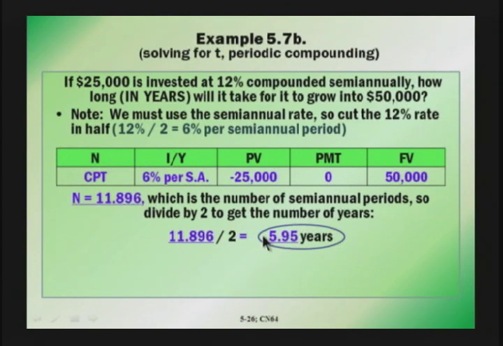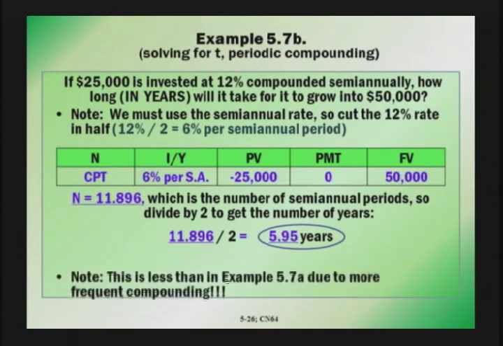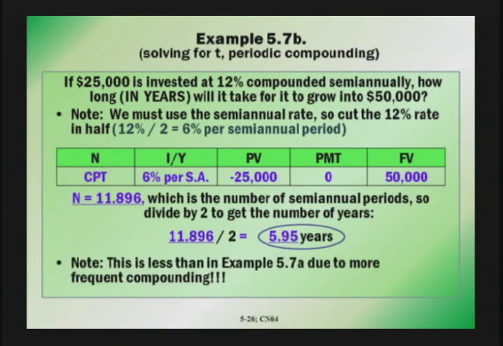As you would suspect, because the compounding was taking place more frequently here on a semi-annual basis, the 25,000 doubled into 50,000 more quickly, a little less than 6 years. It took about 6.12 years when it was annual compounding. Now it's going to double in a little less than 6 years with the semi-annual compounding. So it takes less time if something is compounded semi-annually for it to double versus being compounded annually.